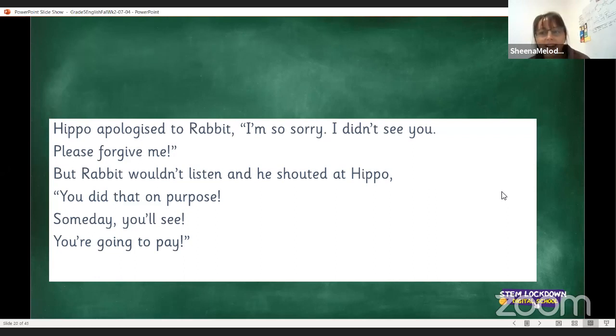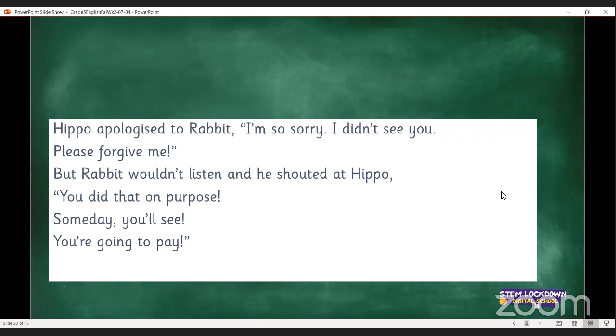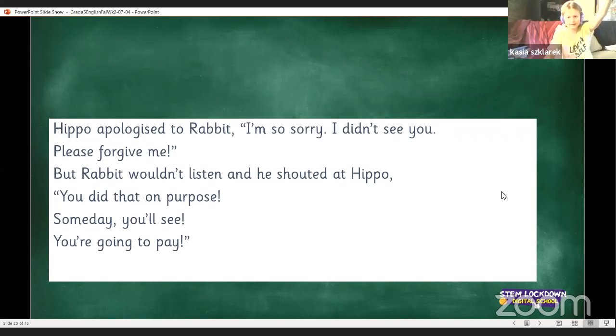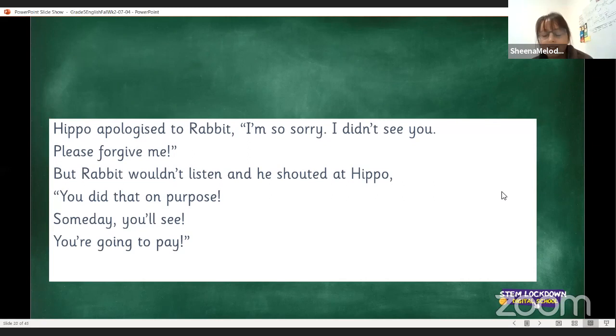I'm interested to know, why do you think hippo's older? Because you said hippo was older. Because a rabbit can live from 8 to 10 years and hippos can live longer. Wow, someone's doing their research. Oh my, I'm loving this.